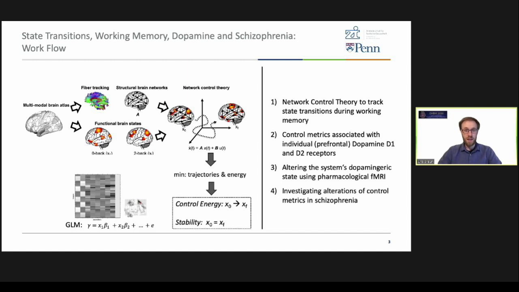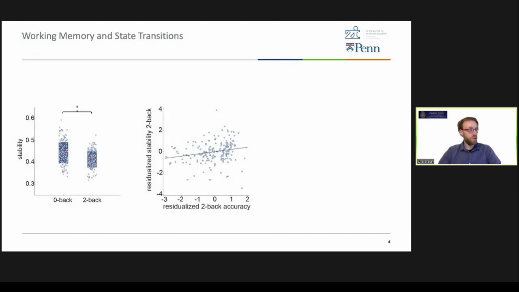We then saw how we can use network control to track transitions during working memory and looked at whether control metrics are associated with individual dopamine D1 and D2 receptor expression. Then we tried to alter the system's dopaminergic state by using pharmacological fMRI, and finally we looked at alterations of control in schizophrenia. We started out by looking at working memory in a set of healthy controls.